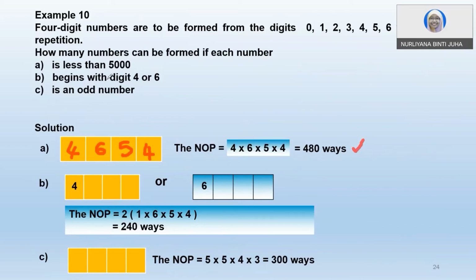The number must begin with digit 4 and 6. Okay, dia dah tetapkan 4 and 6, meaning 4 ataupun 6. So you have two ways lah of doing it, whether you start with 4 or you start with 6. So 2 over here. And then in the bracket, we'll have like 1. 1, kenapa 1? Sebab you dah fix, you letak satu nombor dekat sini, which is 4. It's either 4 or 6.